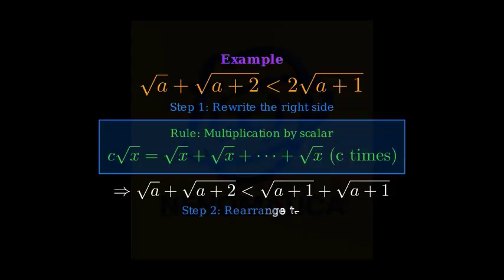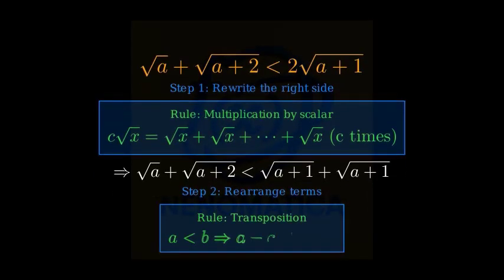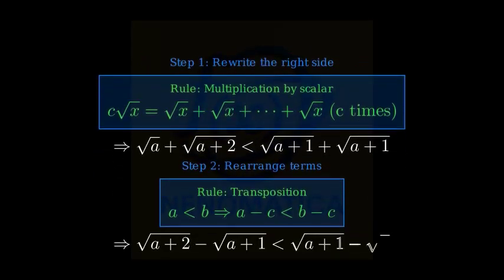Next, we'll rearrange the terms in our inequality. We'll move the square root of a plus 1 from the right side to the left side by subtracting it from both sides. This gives us square root of a plus 2 minus square root of a plus 1 is less than square root of a plus 1 minus square root of a.